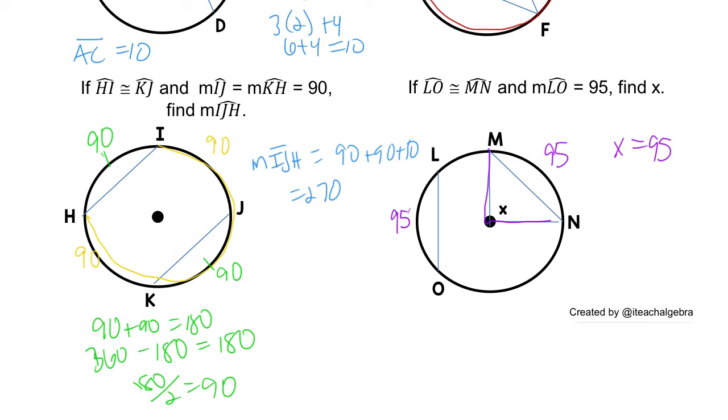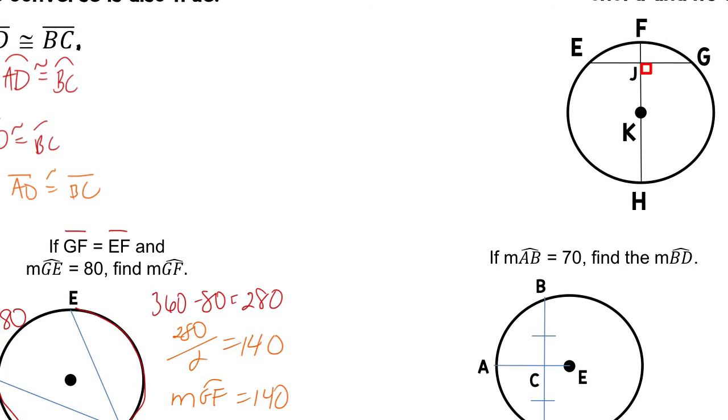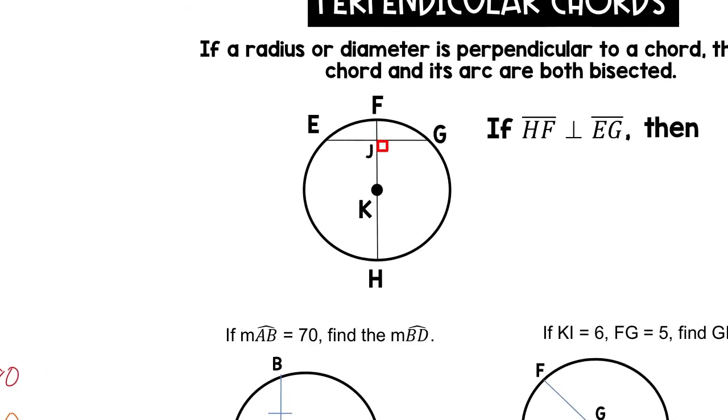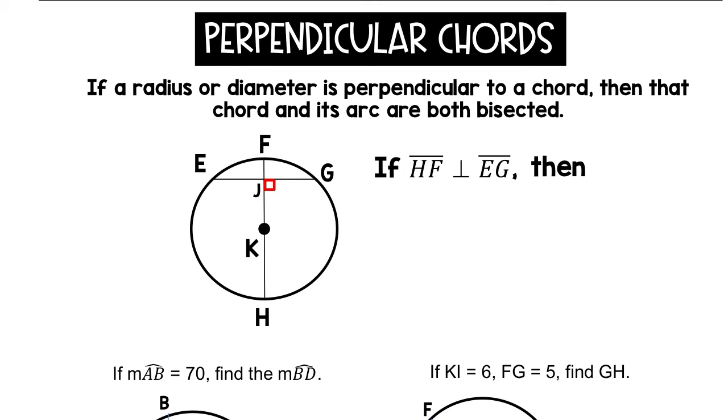All right, now that's all about congruent chords and arcs. Now we're going to look at perpendicular chords. If a radius or diameter is perpendicular to a chord, then that chord and its arc are both bisected. So HF and EG are perpendicular to each other. That's what this little right angle sign tells us here.